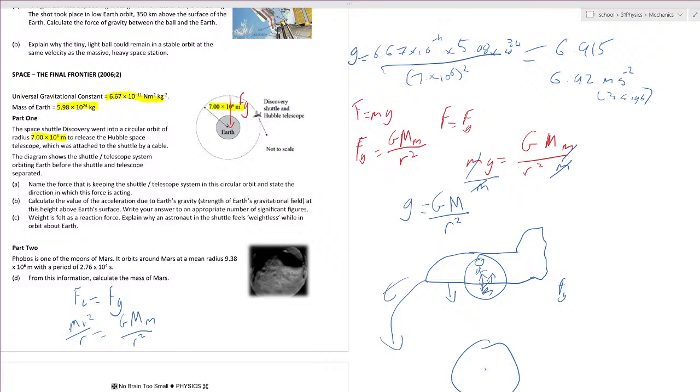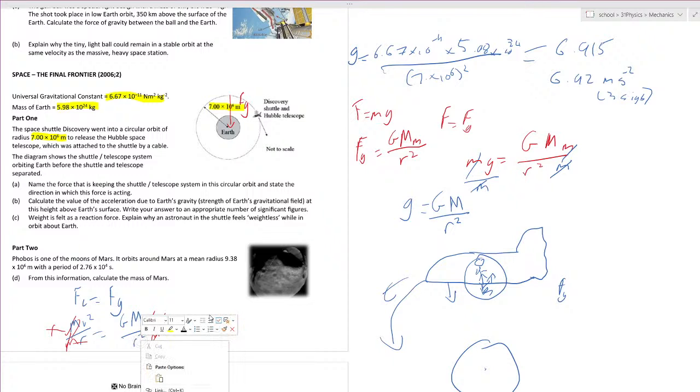Where's my pen? It's over there. So I'm just going to divide both sides by small m, so that means those m's are going to cancel out. The other common thing that happens at this stage is people multiply by r. So I'm going to multiply both sides by r. Those r's are going to cancel out, and that square is going to cancel out.